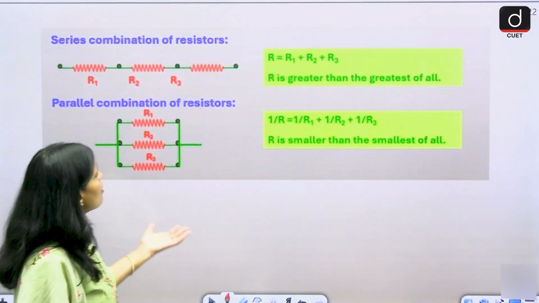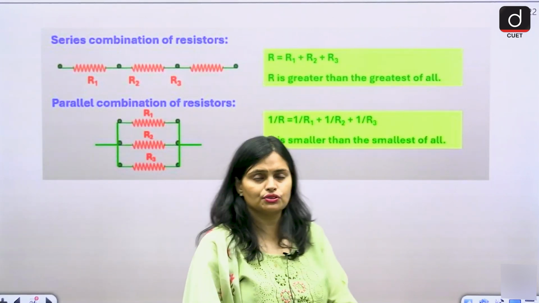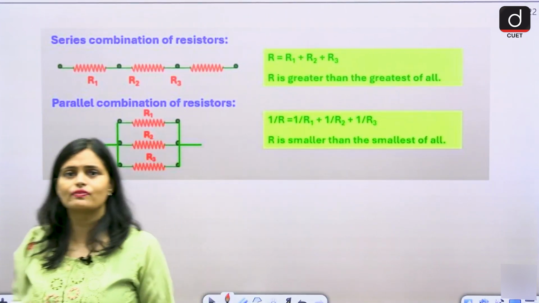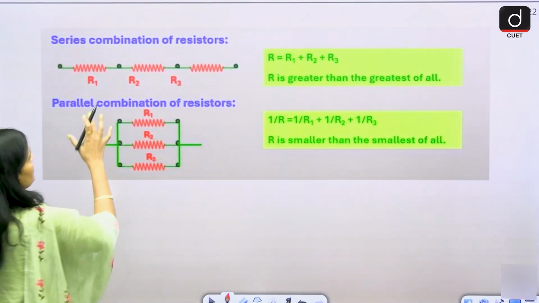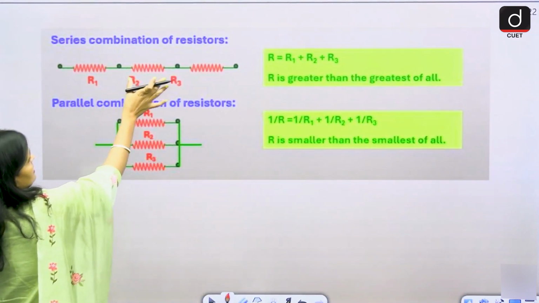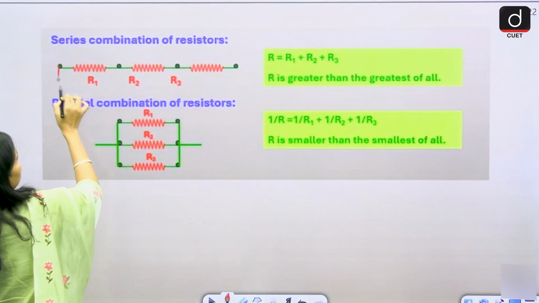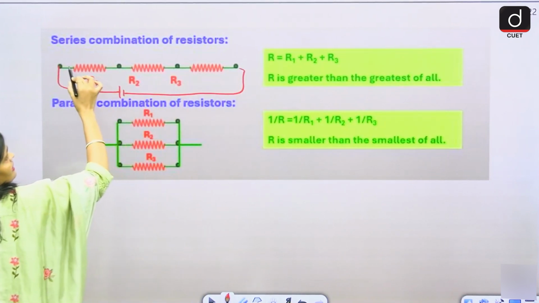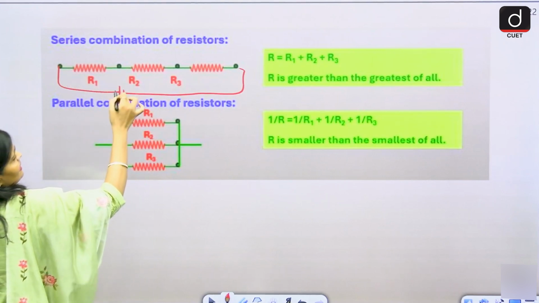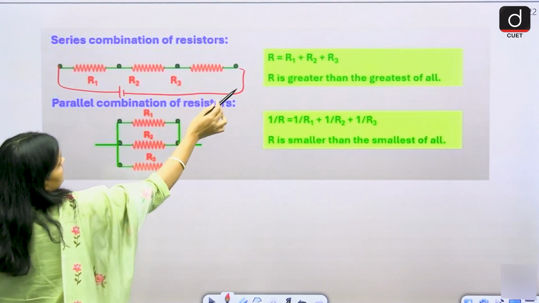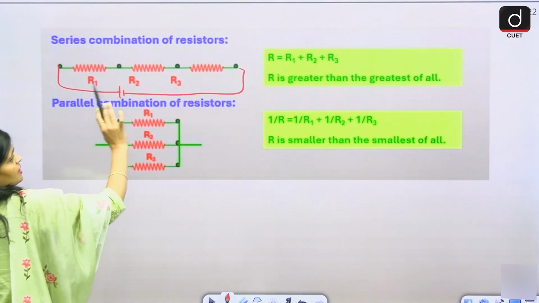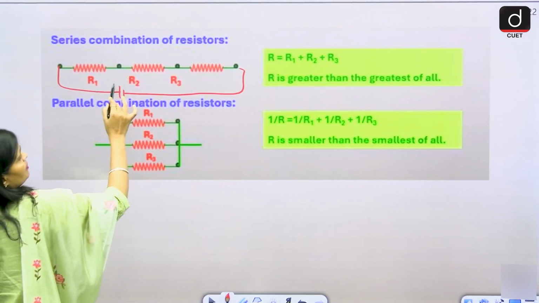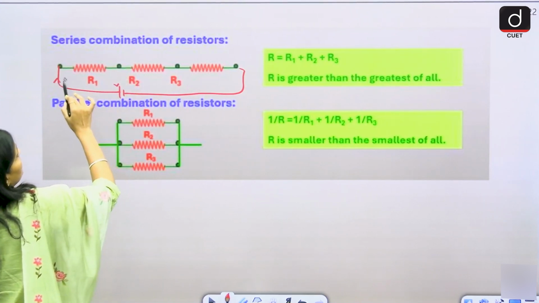Now series combination and the parallel combination of resistors. So I hope you all have learned this in class 10 as well, right? What happens in a series combination? We are adding the resistors in series. Like here at the terminals, one end of the resistance is attached to one terminal, the other end is attached to another terminal. So this is called the series arrangement. In the series arrangement, now suppose this is the volt and the current I is flowing.